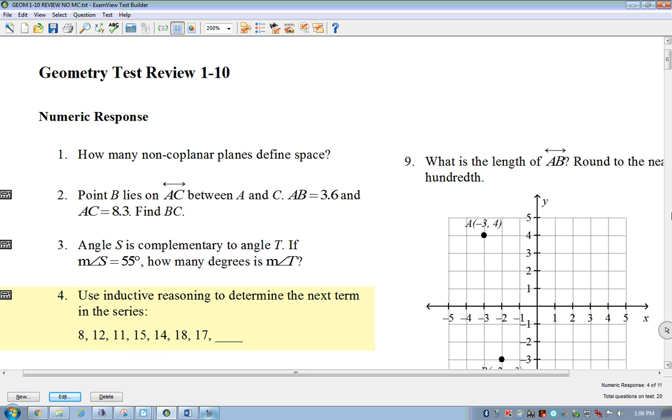Geometry, test review 1 through 10, part 2, take 1. Let's see the first one. You can have it, I guess.